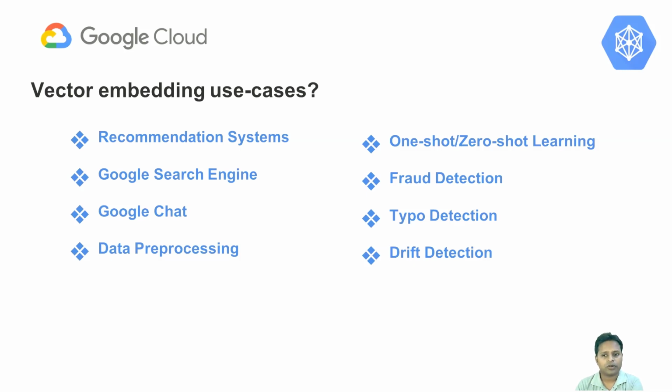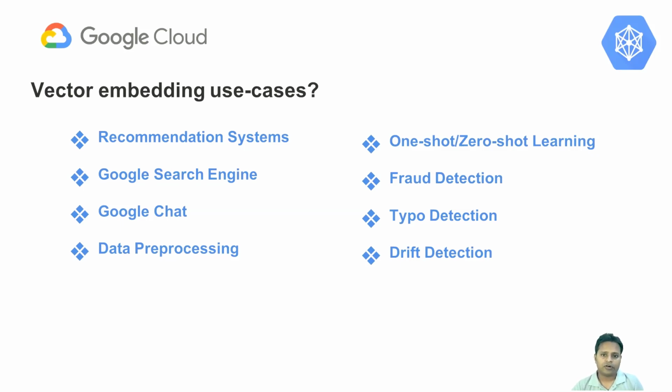The other use cases can be fraud detection and typo detection. Typo detection is nothing but embeddings that assist in finding what you need, even if there is a typo in your sentence. The next one could be drift detection. They identify when machine learning models lose accuracy, and that helps to fix it quickly. And there are many more applications of vector embeddings in machine learning, which are wide ranging and continually growing.